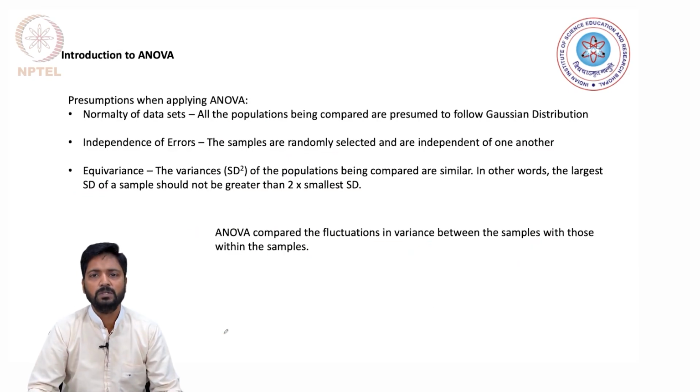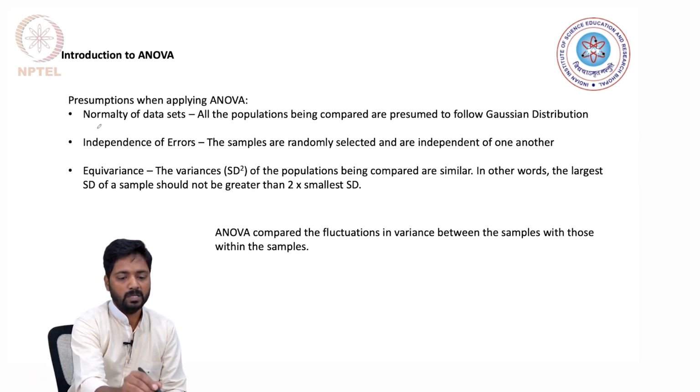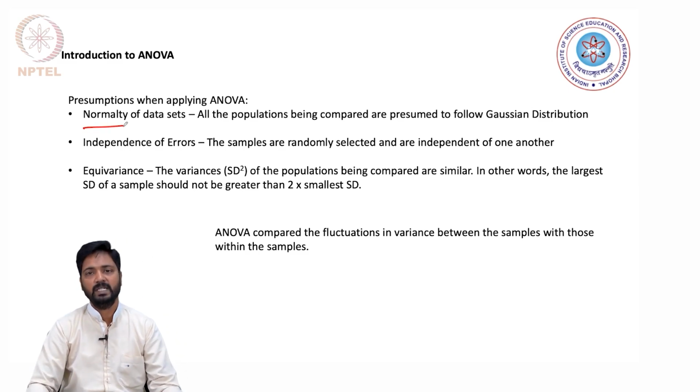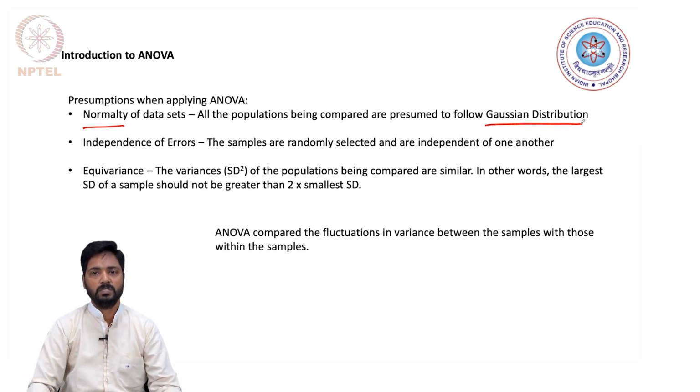So let us get introduced to analysis of variance a little bit. There are certain presumptions, actually three main presumptions, that are made when we apply analysis of variance on a particular data set. The first of these presumptions is the concept of normality of data sets. What we imply here is that all the populations that are being compared are presumed to follow a Gaussian distribution.